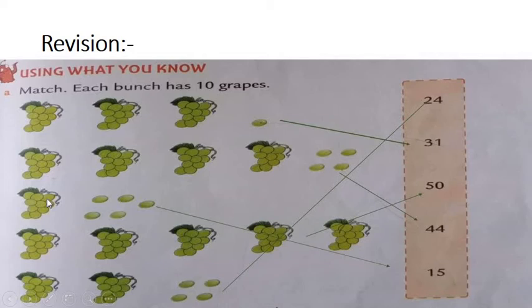Okay. After that, this is one bunch, means 10, as this is a group of 10. 10, 11, 12, 13, 14 and 15. So, we match it with 15. Then 1, 2, 3, 4 and 5. 5 bunch of graphs means 50. So, we match it with 50. Then 1 and 2 bunch means 20. 21, 22, 23 and 24, match it with 24.